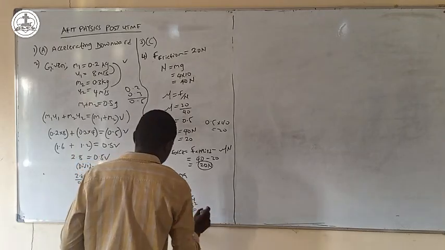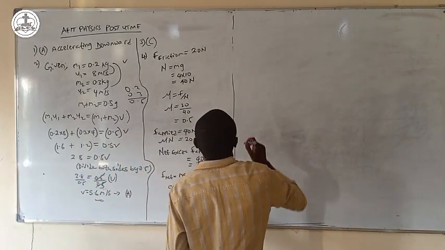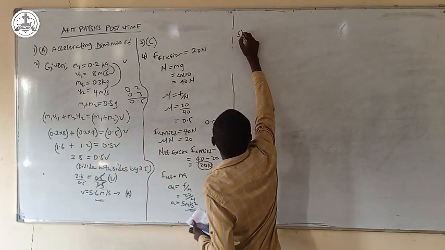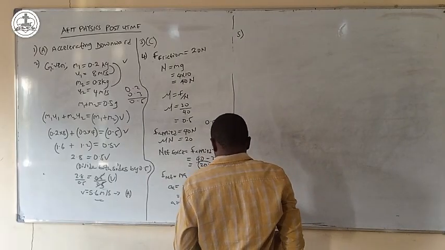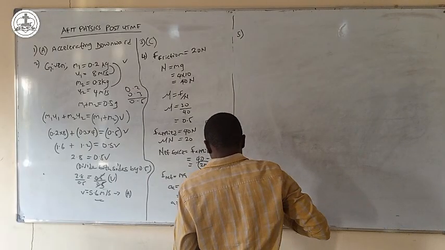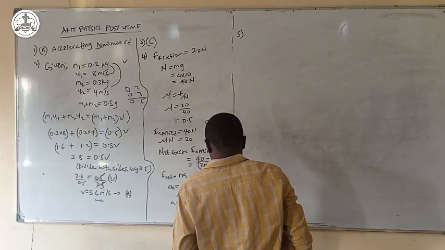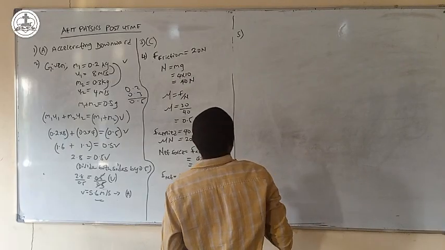Okay, 5 meters per second squared. So move to the next question. Question 5 says a man walks 1 kilometer due east, then 1 kilometer due north. Find its displacement.